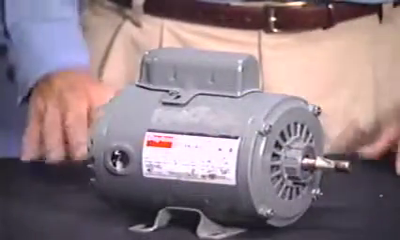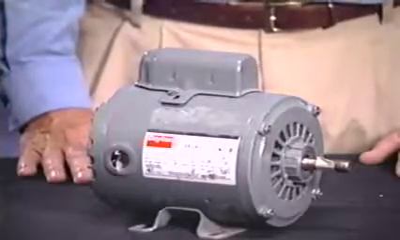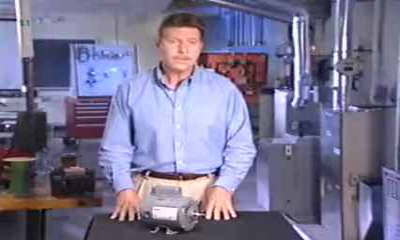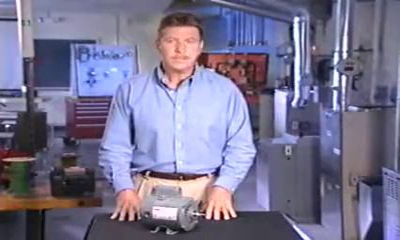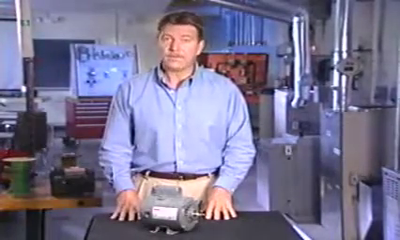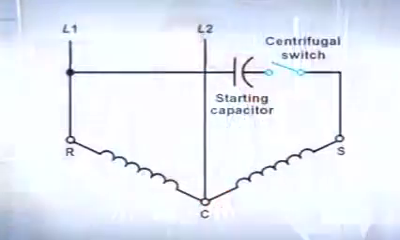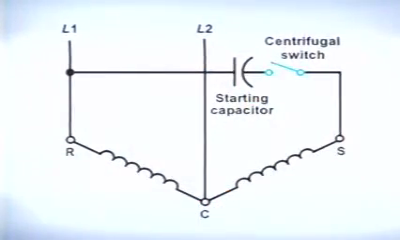The capacitor start induction run motor is very similar to the basic split-phase motor that was discussed earlier in this video. The main difference between the two is the addition of the starting capacitor. The starting capacitor is wired in series with the start winding. Once the motor reaches 75% of its operating speed, the centrifugal switch opens, de-energizing the start winding and start capacitor.